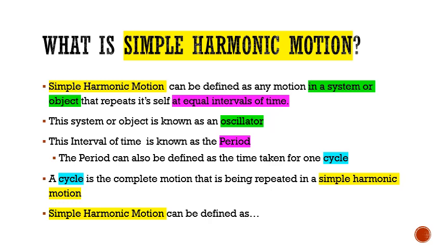This interval of time is known as the period. The period can also be defined as the time taken for one cycle. A cycle is the complete motion that is being repeated in a simple harmonic motion.